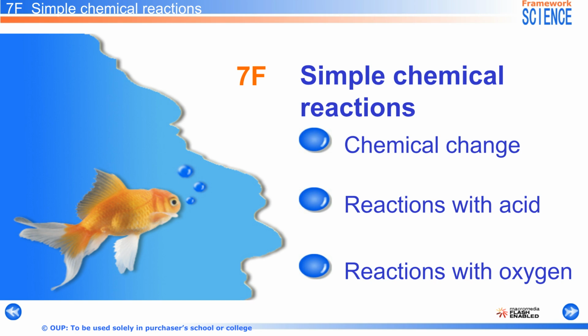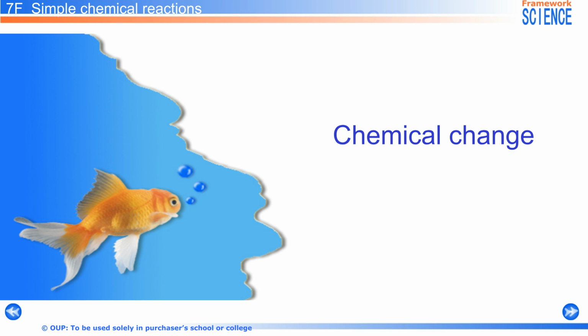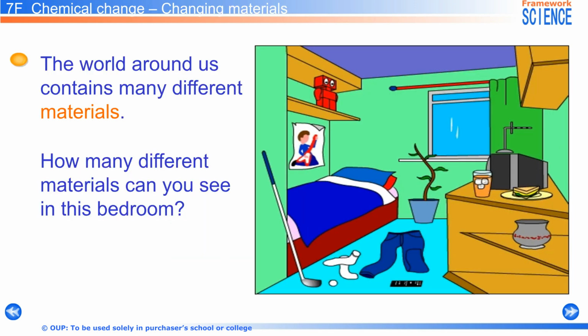This video is about simple chemical reactions, covering chemical changes and reactions involving acid and oxygen. We will begin by discussing chemical change. The world around us is made up of many different materials. Take a moment to consider how many different materials you can identify in this bedroom setting.